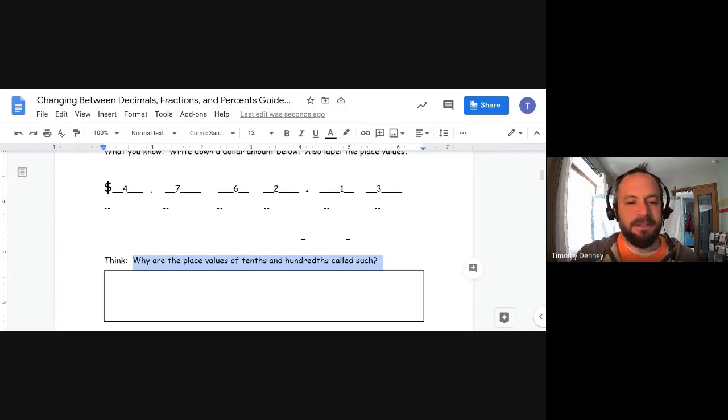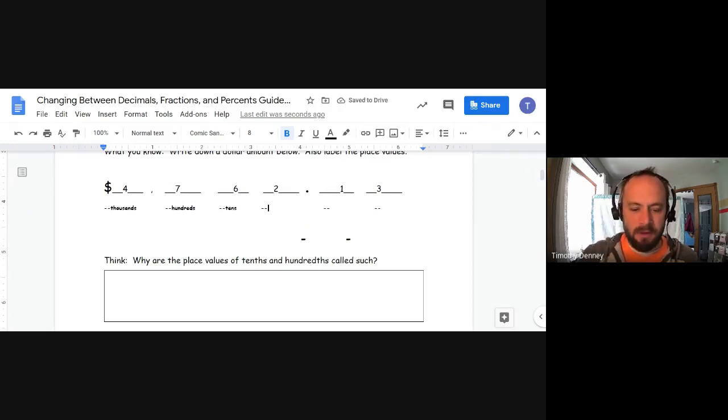Before we get to tenths and hundredths, though, we need to figure out, what do we call where this digit 4 is? What's this place value called? If you recall, this is called the thousands. And this is called the hundreds. And this is called the tens. And we have the ones.